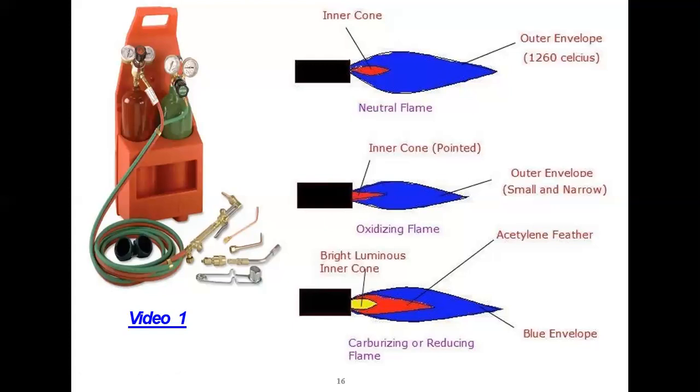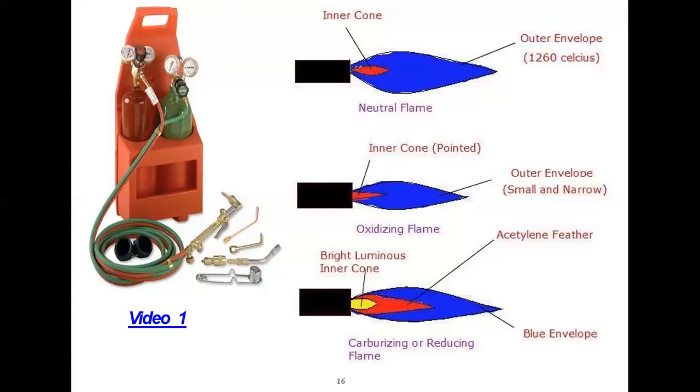That means in case of our carbonizing flame we use excess amount of fuel gas. In oxyacetylene gas welding we use excess amount of acetylene with respect to the oxygen. That means the supply of the oxygen will be less with respect to the acetylene. We mainly use this carbonizing flame for medium carbon steels, and the temperature of the inner cone of this carbonizing flame is near about 2,900 degrees centigrade.